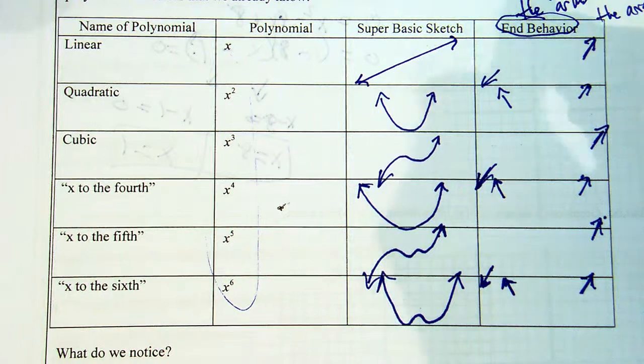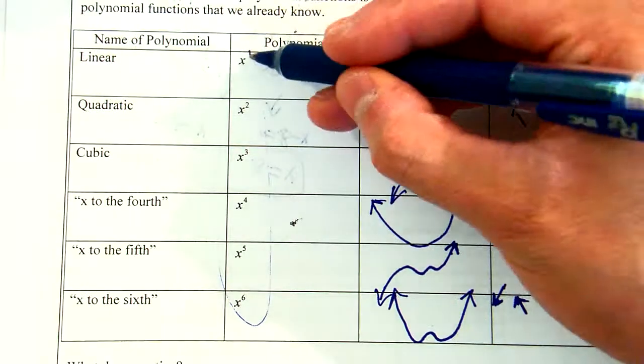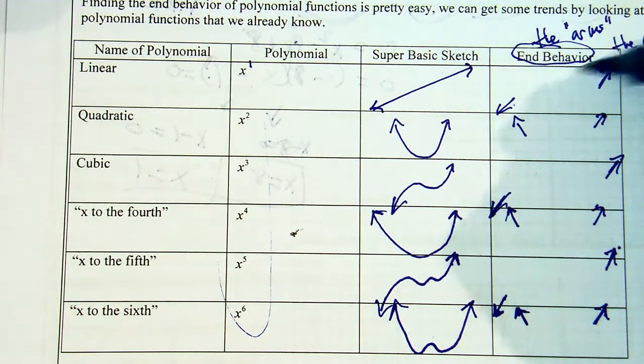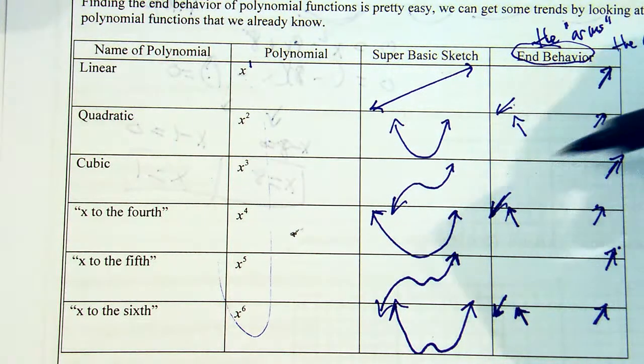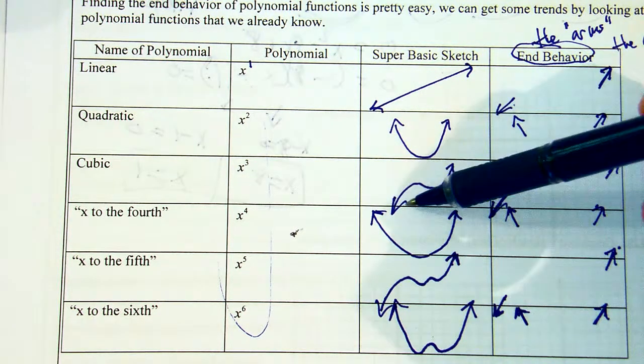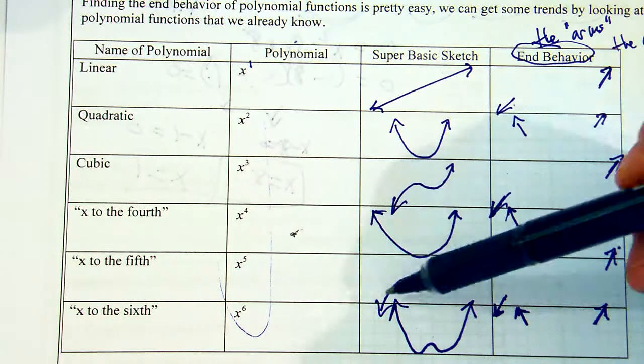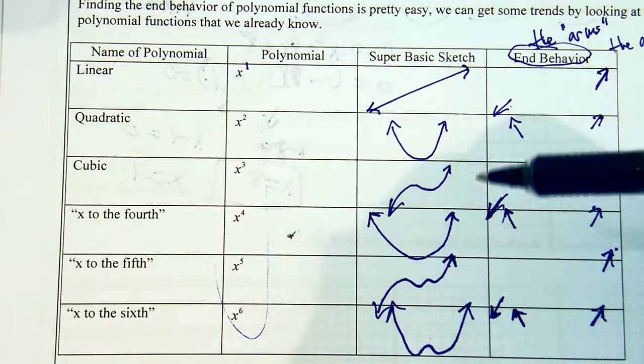Yeah, very good. If you notice, x to the 1, they both went in opposite directions, the arms, right? X squared, they both went up. X cubed, opposite directions. X to the fourth, both up. X to the fifth, odd, opposite directions. To the sixth, they both went up. So, we're going to write our trend now.